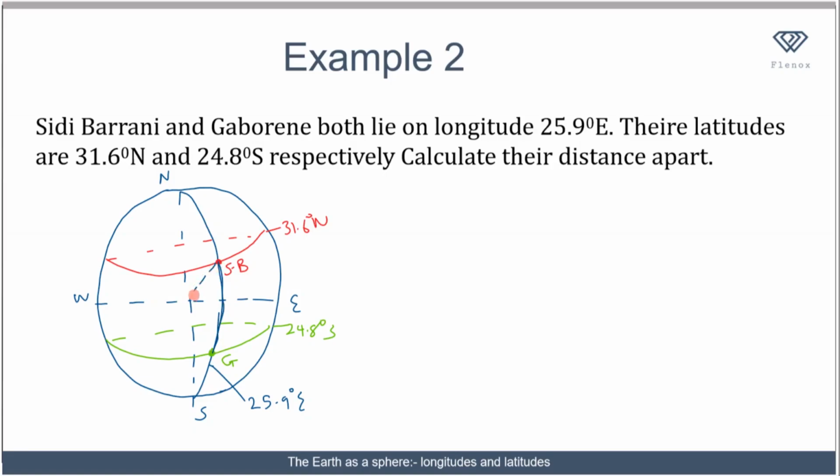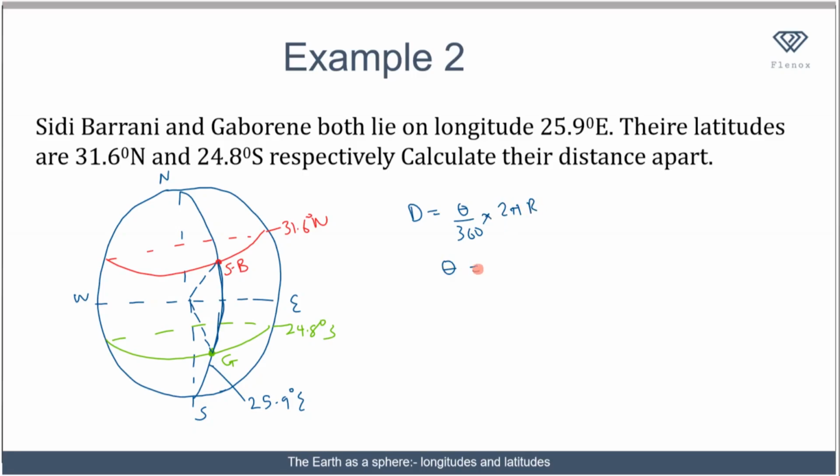Since they are along my line of longitude, I know that I can apply that formula because all lines of longitude are lines along the great circle. So my distance now is going to be theta over 360 times 2 pi r.